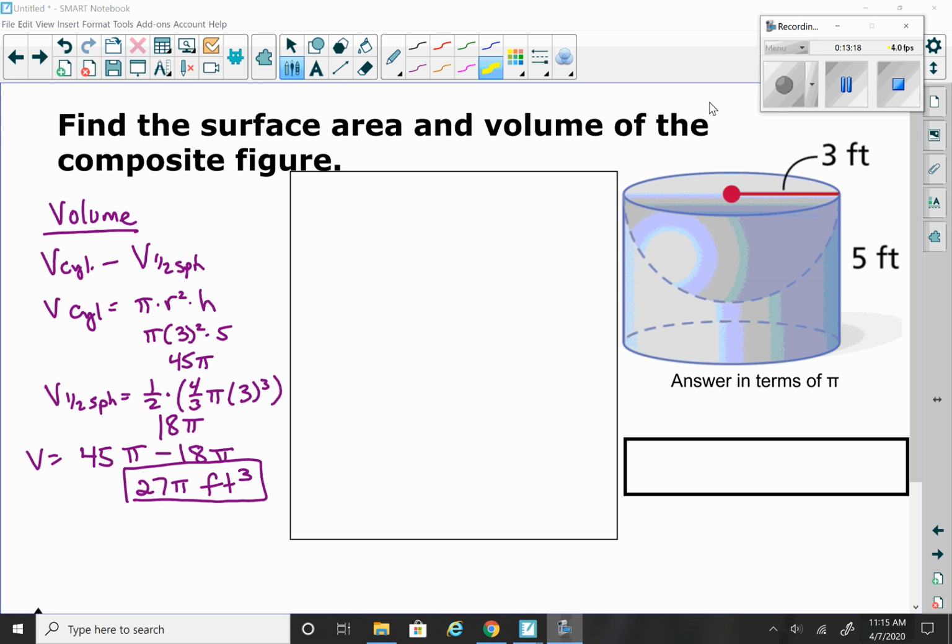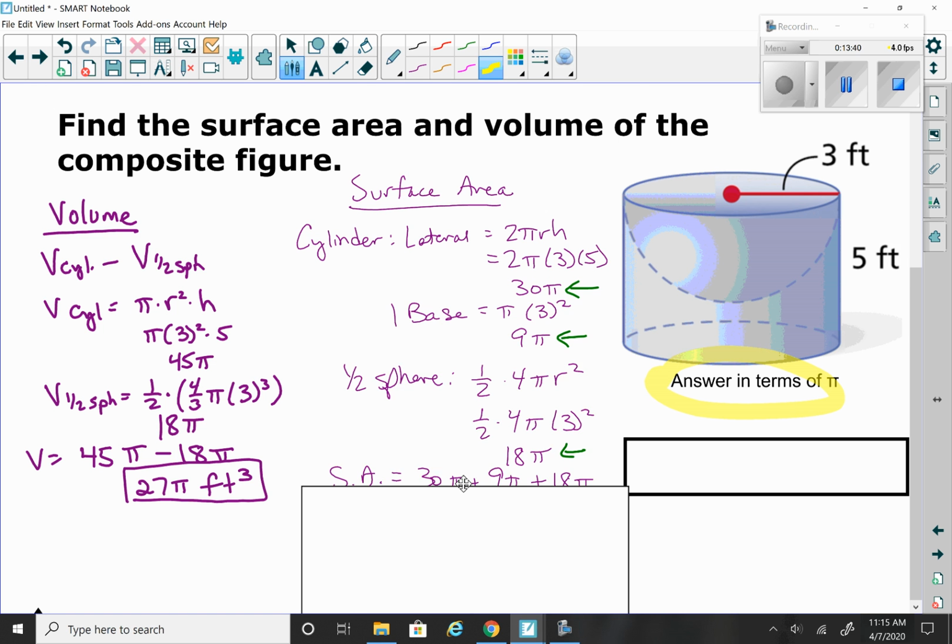Okay, so checking our answers for volume, the volume of the cylinder minus half the sphere. So the cylinder was 45 pi. The half a sphere is 18 pi. So 45 pi minus 18 pi is 27 pi. And again, we wanted the answers in terms of pi. The little bit more challenging part here was surface area.